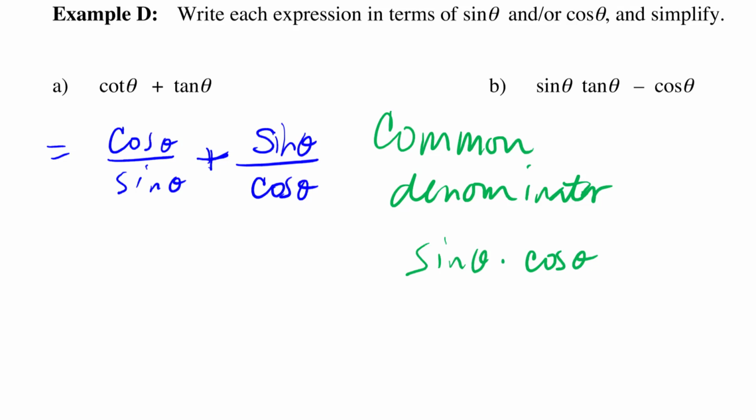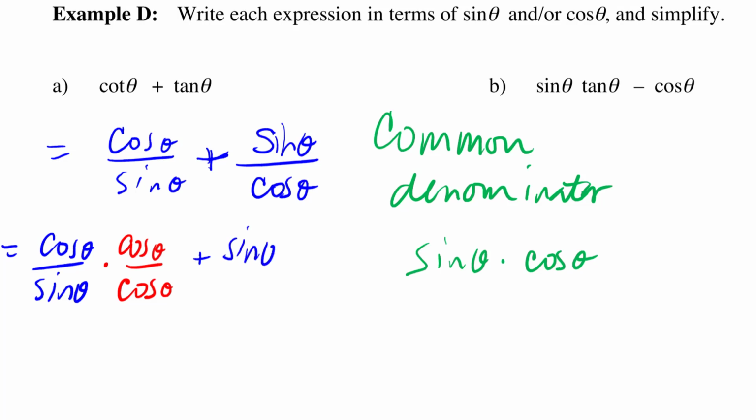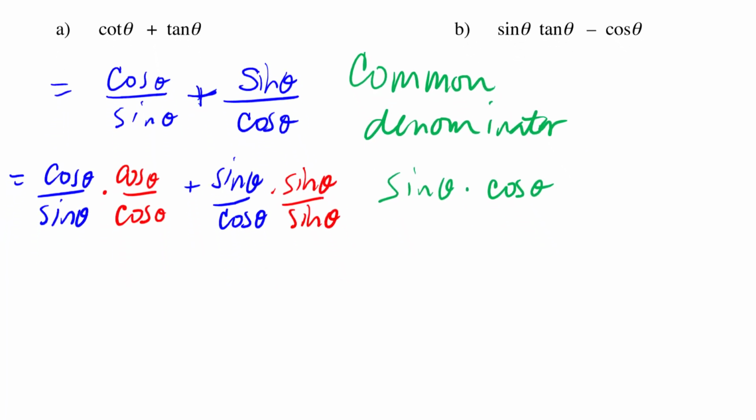So the first fraction has sine theta. It's missing the cosine. So we will have to multiply that in by, not by cosine, but by cosine theta over cosine theta, both numerator and denominator. And in the second fraction, we need sine theta, so we multiply by sine theta over sine theta. I'll do that in red. And let's see what we get.